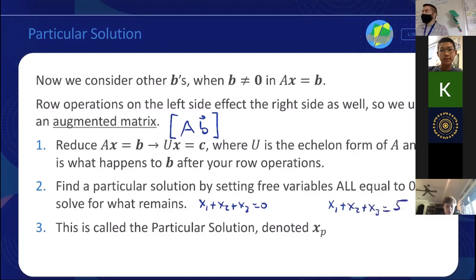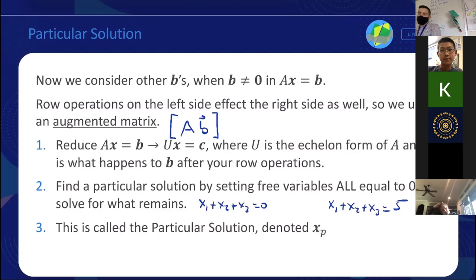Now I could set x2 and x3 equal to 0 and find what x1 is, and it should not be 0. So it's okay when I'm finding this particular solution, I can set all the free variables equal to 0. I can set them equal to whatever I want. 0 is something really easy to plug in. So that's why I choose zeros. It doesn't have to be.